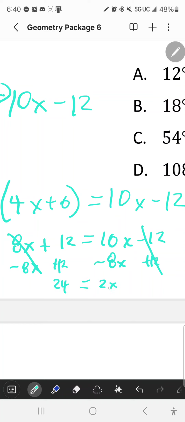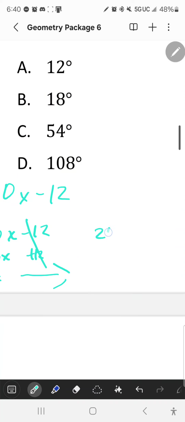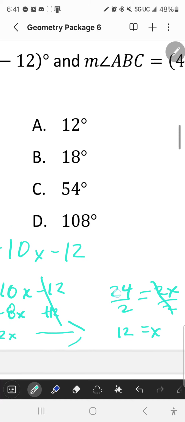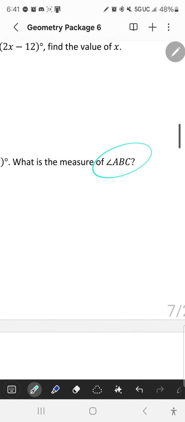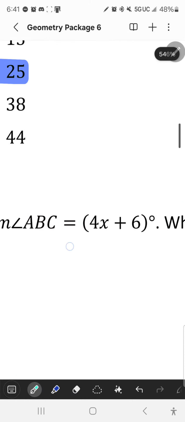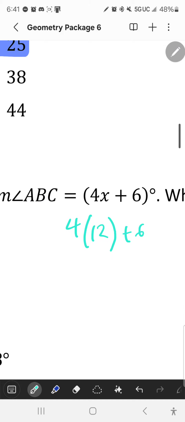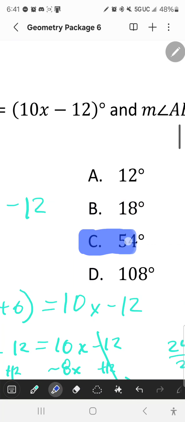10x minus 8x is 2x, and if we divide 24 over 2 equals 2x over 2. This cancels out, and we have that x is 24 over 2, which is 12. Now that's the value of x. They're asking for the measure of ABC. So we substitute: 4 times 12 plus 6. 4 times 12 is 48. So 48 plus 6 is going to be equal to 54, which is C.